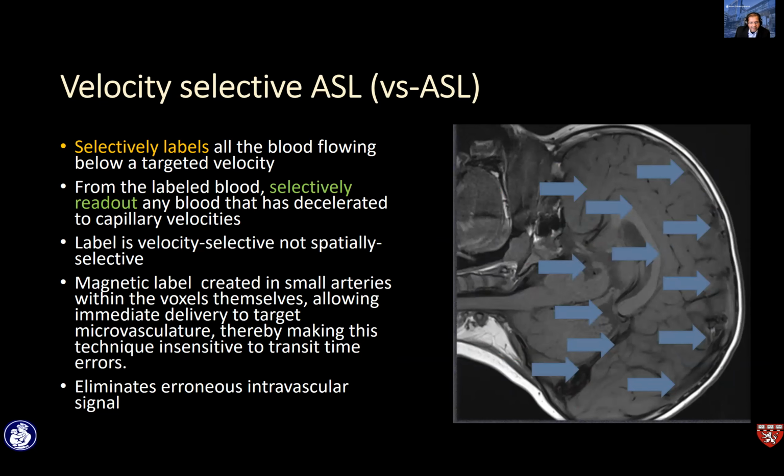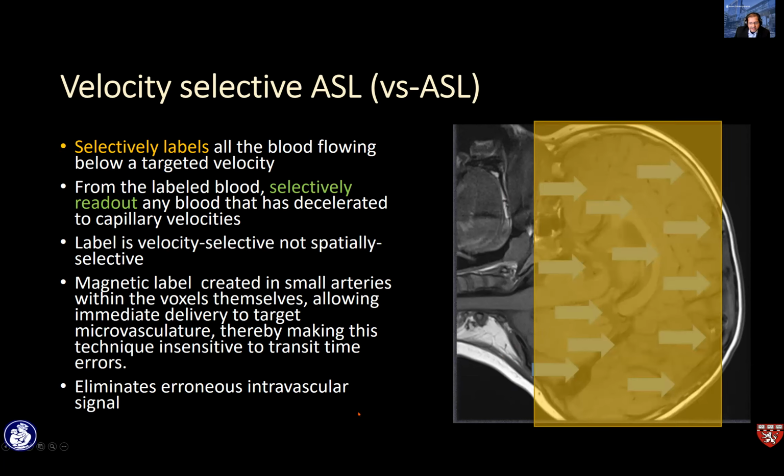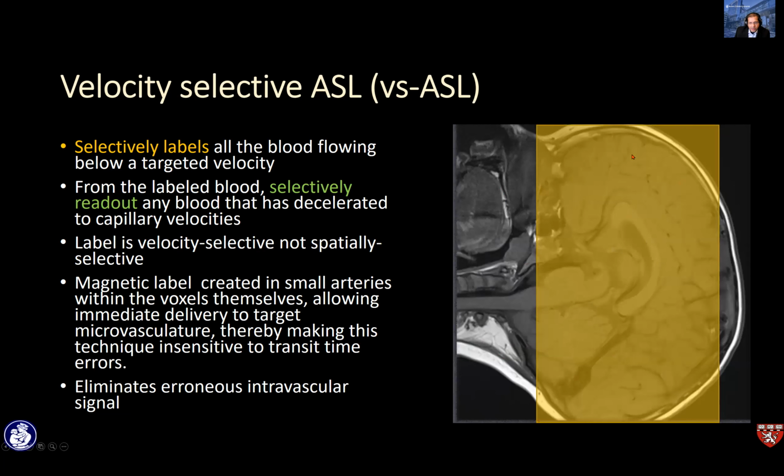So it is really helpful in picking out flow, and it's less sensitive to transit time errors. And so you can use it in patients with moyamoya or who have vasculopathy and revascularization procedures. And it also eliminates erroneous intravascular signals. So here's a large volume, and you have labeled all the blood that has decelerated, and label all the blood in here, and then you read out any blood that has selectively decelerated to capillary velocities.